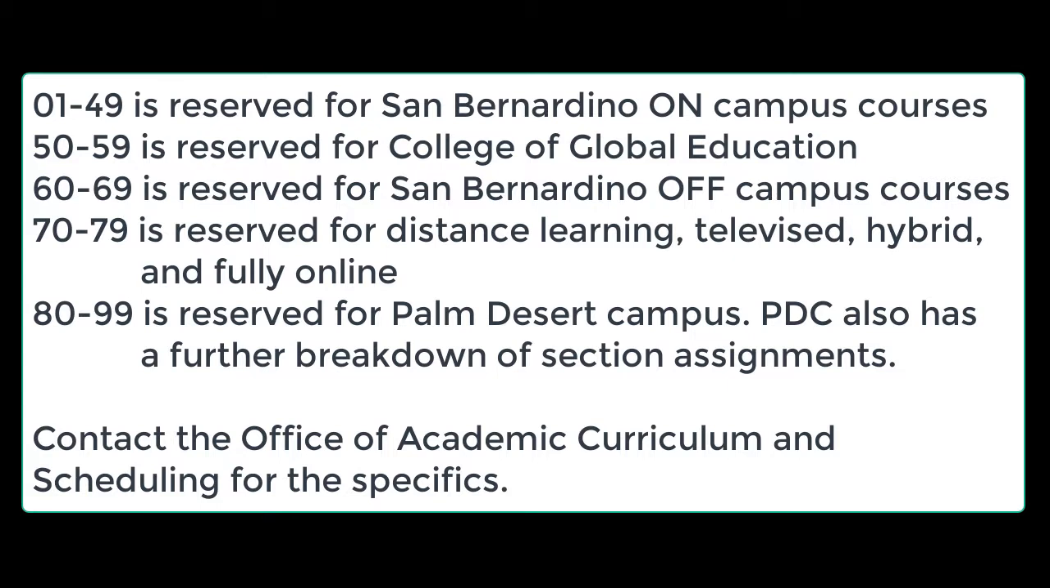50 to 59 is reserved for College of Global Education. 60 to 69 is reserved for San Bernardino off-campus courses. 70 to 79 is reserved for distance learning, televised, hybrid, and fully online. 80 to 99 is reserved for Palm Desert campus. PDC also has a further breakdown of section assignments. Contact the Office of Academic Curriculum and Scheduling for the specifics.